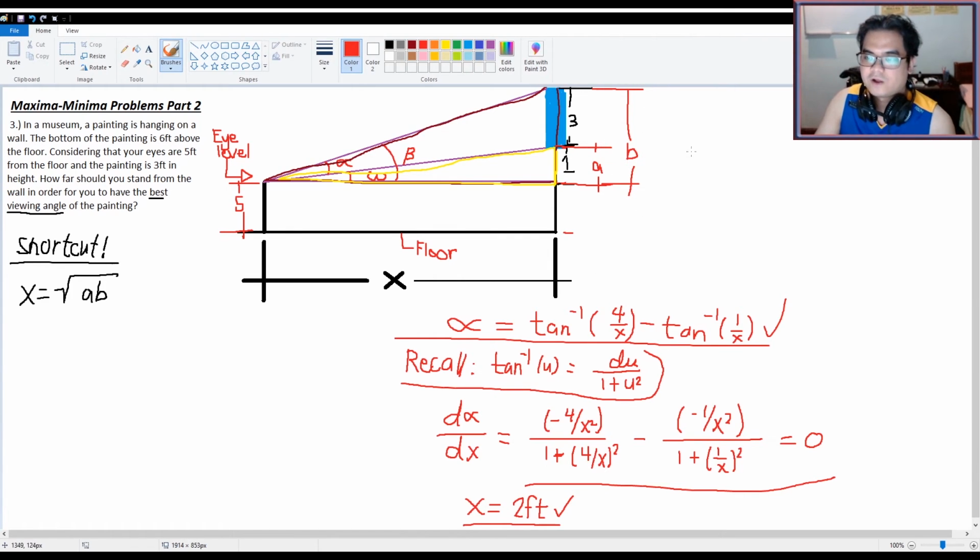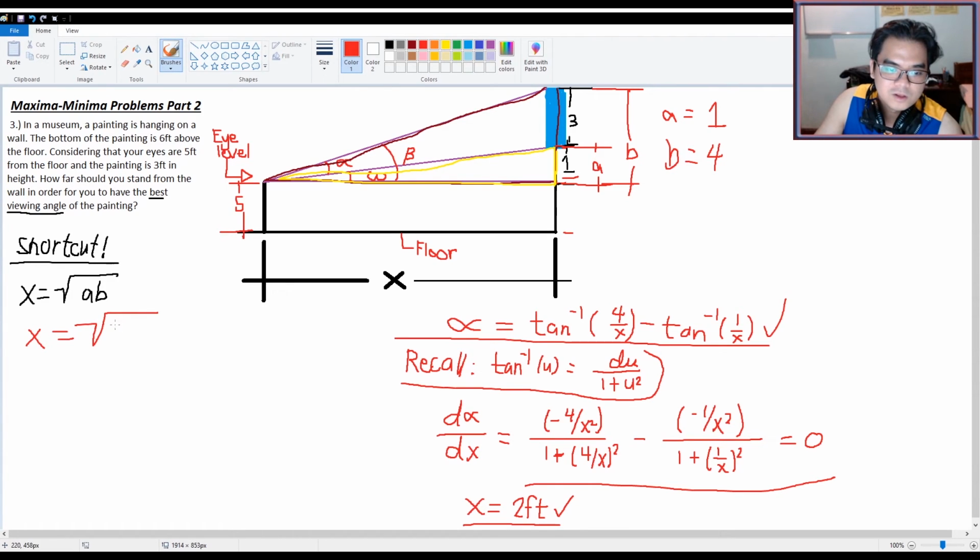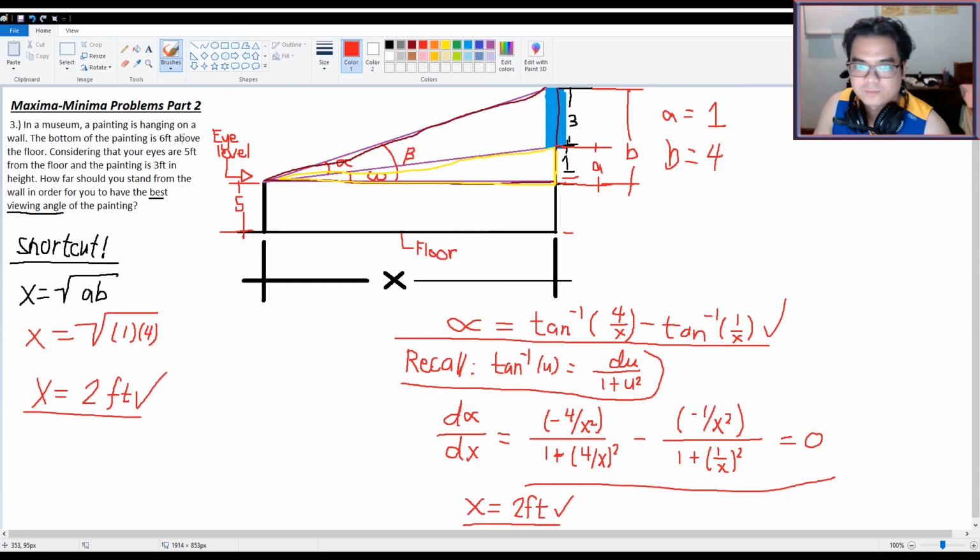So using these values, your a will be equal to what? This one, 1. And your b is equal to, of course, from here to here, that will be 3 plus 1, which is 4. So using the formula, x will be equal to the square root of ab. a is equal to 1 and b is equal to 4. So that's 1 times 4, that's 4. Square root of 4 is just x equal to 2. And that is how easy it is to solve this problem. Okay, so on to the next problem.